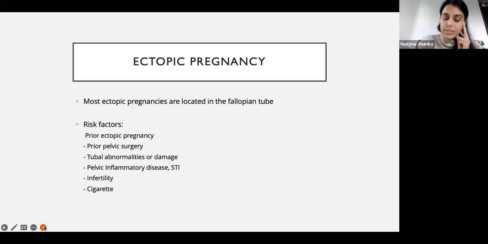Tubal abnormalities or damage, again, either from a big infection or from a surgery. Pelvic inflammatory disease, like I told you. Infertility, and again, that pretty much goes with the scarring in general. That's why they're infertile, because the tubes are blocked. And people who smoke are at a bit of higher risk, because you have more inflammation going on, more scar tissue going on throughout the body. Your vessels are less healthy as well.